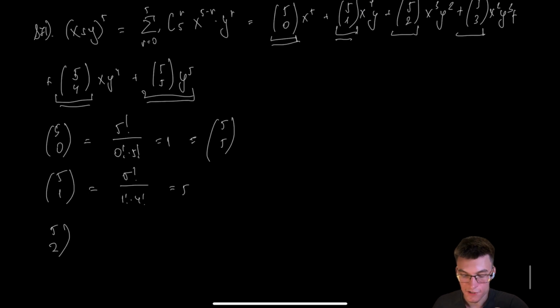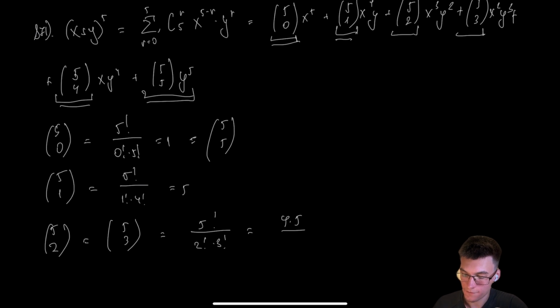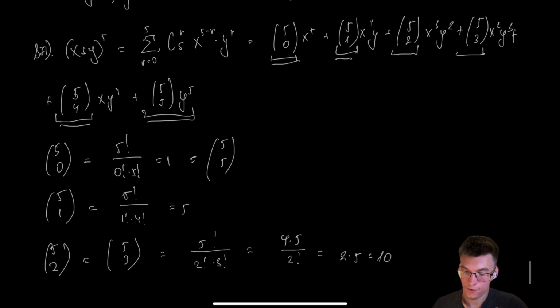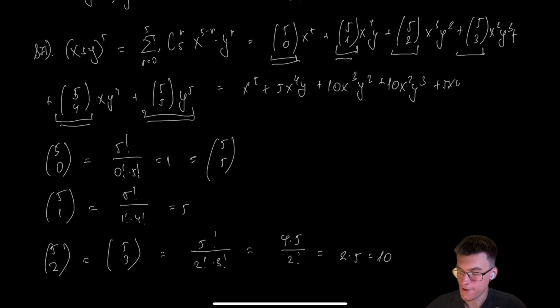For 5 taken 2, which will be equal to 5 taken 3, applying the symmetry of our combinations, we'll have 5 factorial over 2 factorial times 3 factorial, which will be equal to 4 times 5 over 2 factorial, which is 2 times 5, which equals 10. Now for the rest of our terms, we'll have the same results. So we have x to the 5 plus 5x to the 4 y plus 10x cubed y squared plus 10x squared y cubed plus 5xy to the 4 plus y to the power of 5.